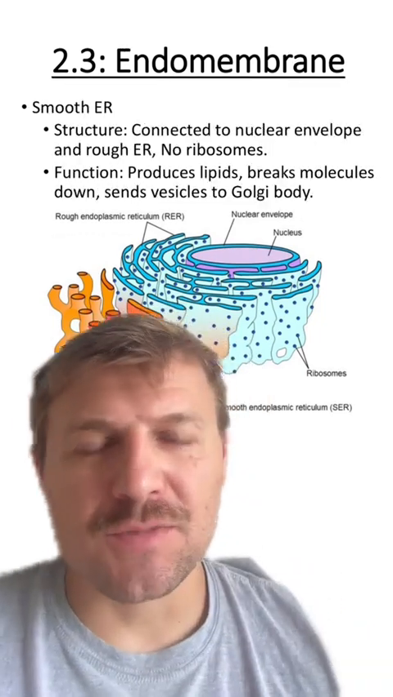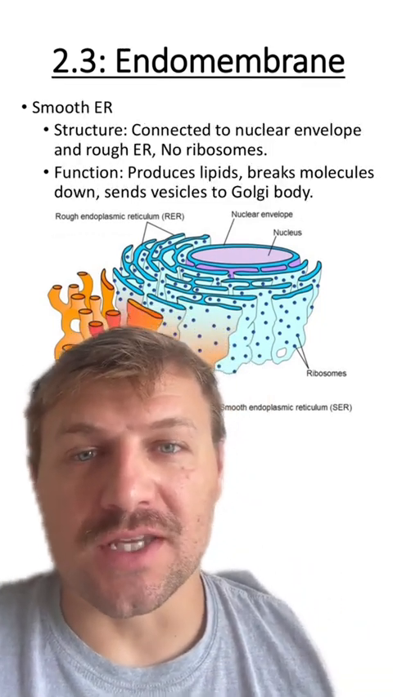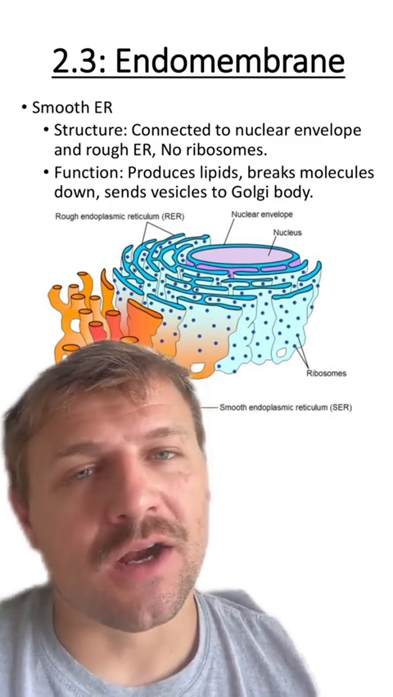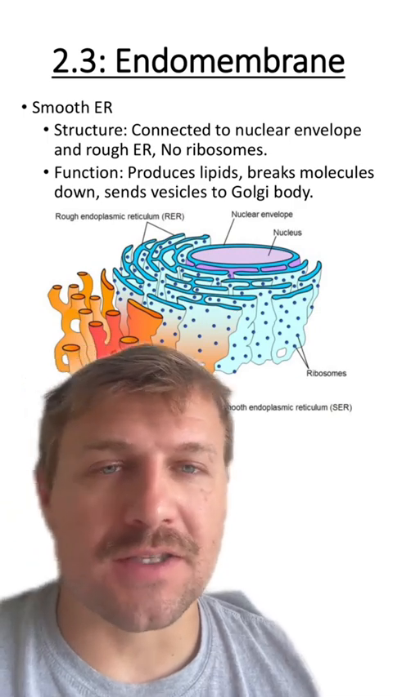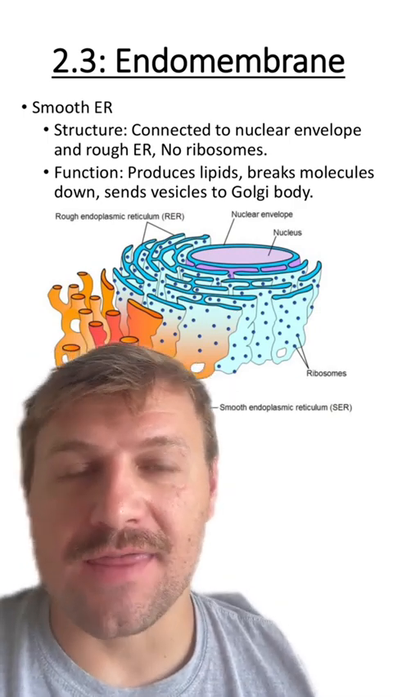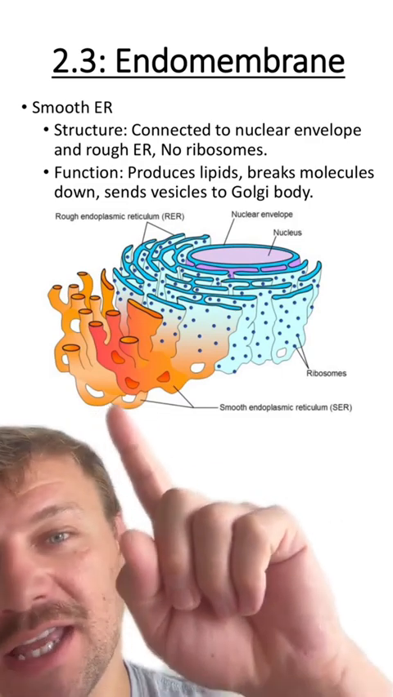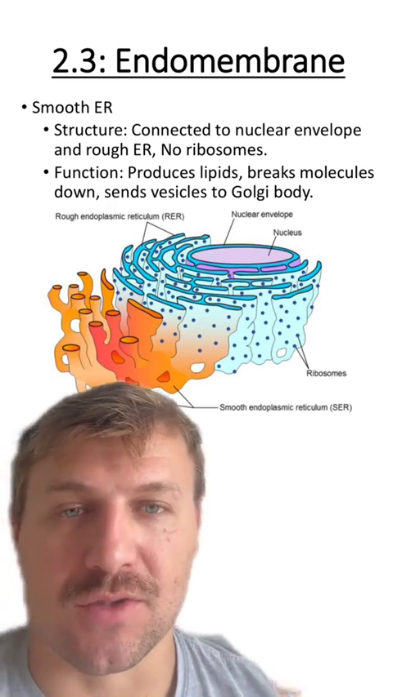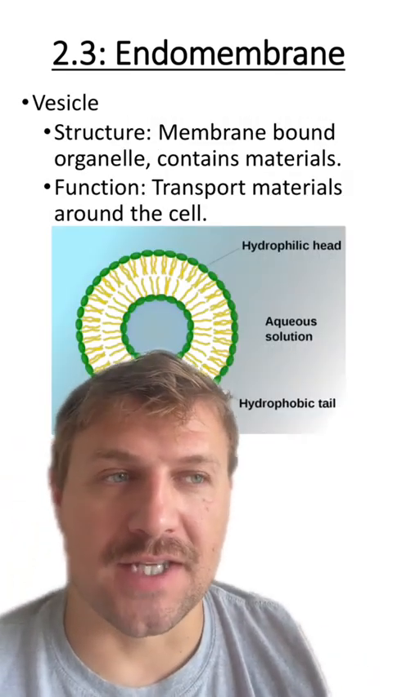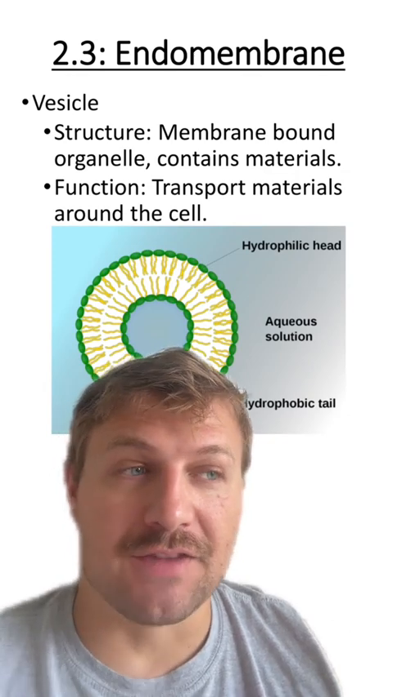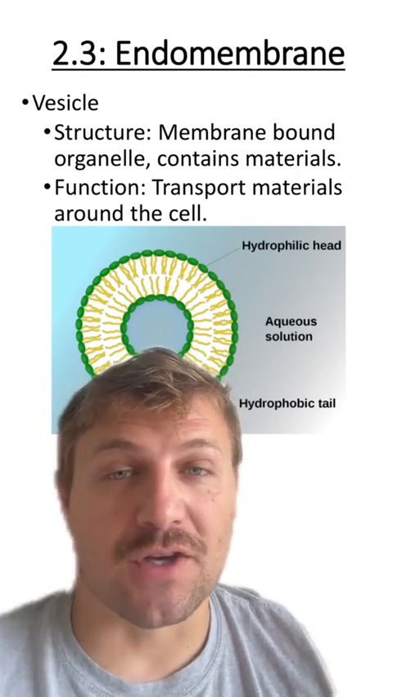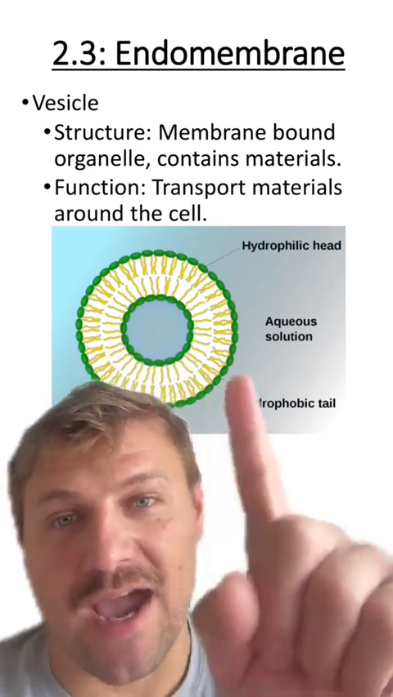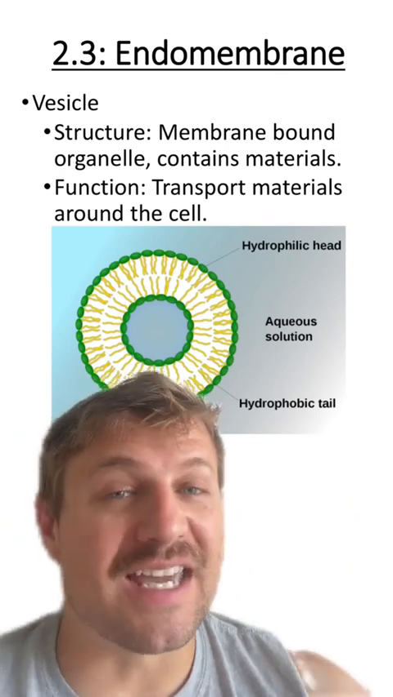the cell. Now, the smooth ER is again going to be connected to the rough ER, and it's not going to have any ribosomes attached. At the smooth ER, we're going to see productions of lipids, the breaking down of certain molecules, and then finally they're going to excrete and send off the vesicles out here in the outermost portion of the smooth ER. Now, whenever the proteins and other molecules leave the smooth ER, they're going to leave in these things called vesicles. And these vesicles, all they are is membrane-bound organelles that contain matter. I always like to think of these as the UPS truck of the cell.